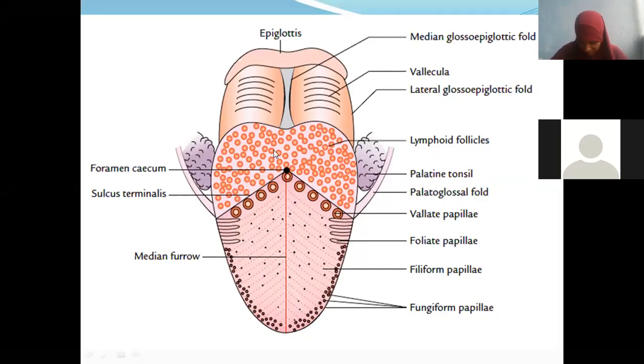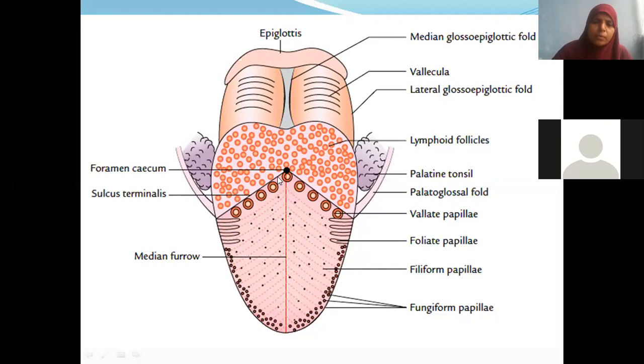So the oral part and pharyngeal part. What are the folds we have between the epiglottis and the tongue? There are three folds: one midline fold, the median glossoepiglottic fold, and two lateral folds, the lateral glossoepiglottic folds. The depression between the median and lateral glossoepiglottic folds is the vallecula.